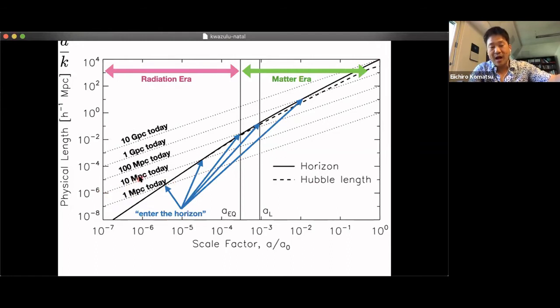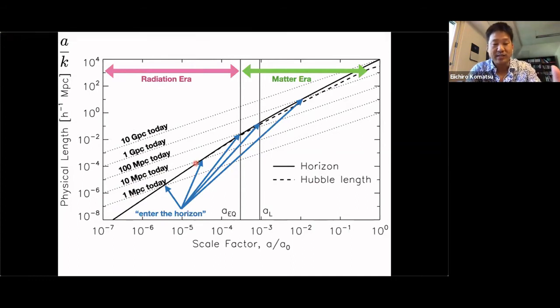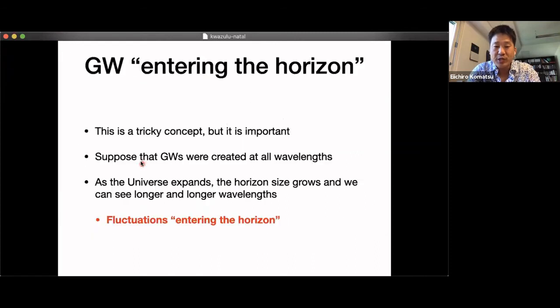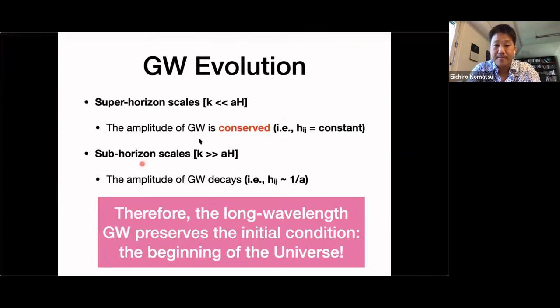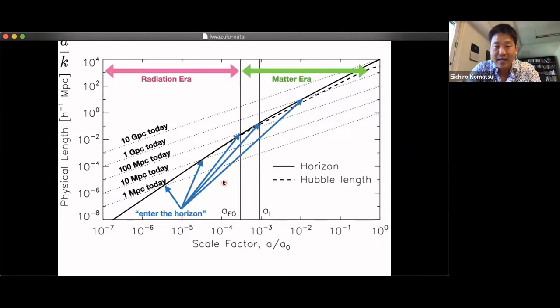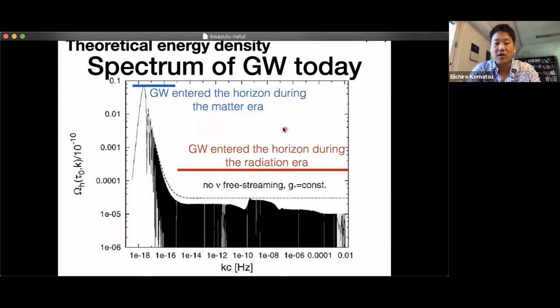They are outside the horizon, they come inside. This is called entering the horizon. Now, notice that when they are outside the horizon, amplitude is conserved. They don't change. Once they become inside the horizon, they decay. Okay? So this modifies the evolution of gravitational wave.